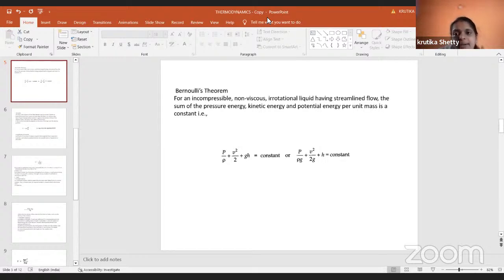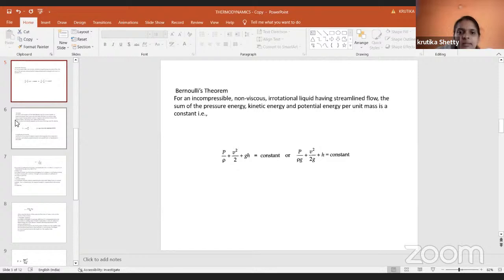Bernoulli's theorem is applied only for the streamlined flow. The sum of the pressure energy, kinetic energy and potential energy per unit mass is constant. ಹೌದಾ? So this is Bernoulli's theorem. ನೀವು ಇಲ್ಲಿ equation ನೋಡಿ, ನಾವು ಇವತ್ತು ಇದ್ರ ಮೇಲೆ ಕ್ವೆಶ್ಚನ್ ಸಾಲ್ವ್ ಮಾಡ್ತಾ ಇದೀವಿ. So there P by rho is pressure energy, V square by 2 is kinetic energy, gh is what? That is potential energy, is equal to constant.